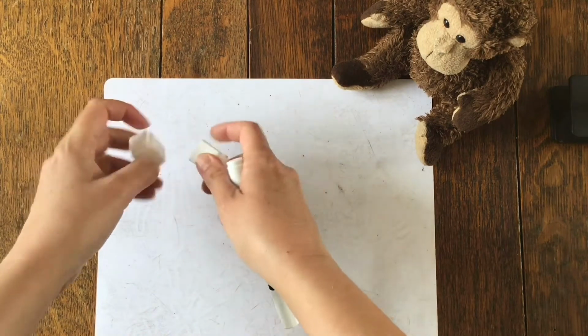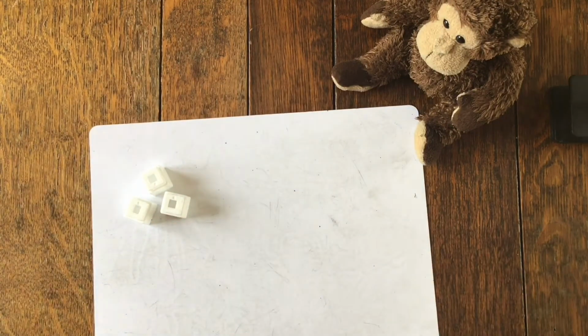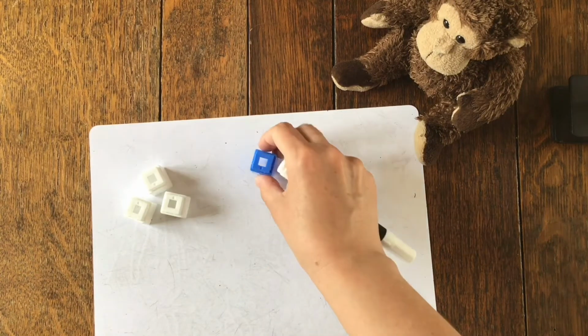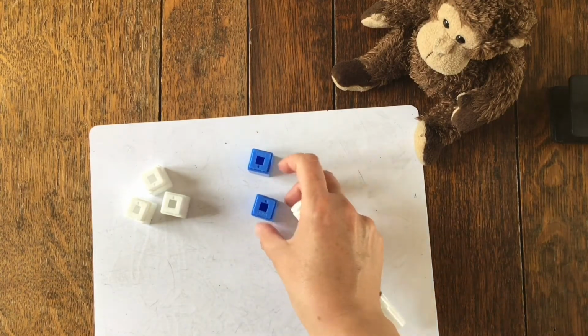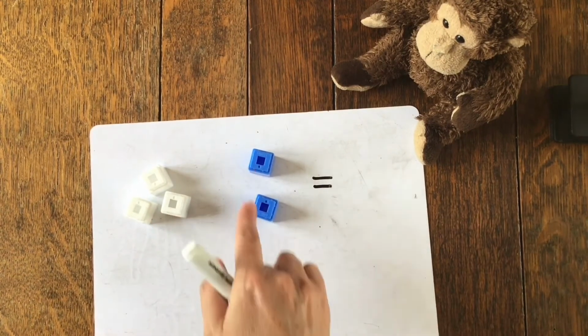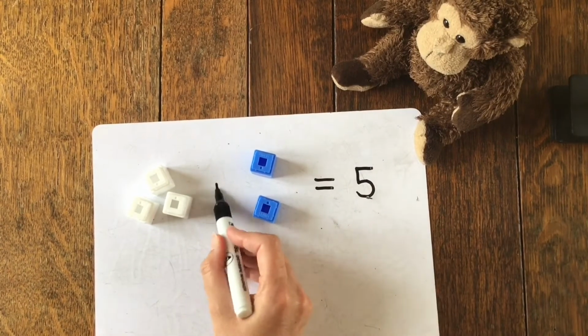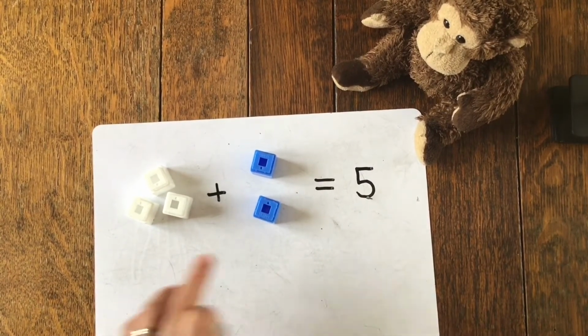There are lots of different ways you could show your learning. You could use objects. So like Monkey and I used cubes. You could have your cubes, 3 and 2 equals 3, 4, 5. 5. So I put my add sign in there so everyone knows I was adding them.